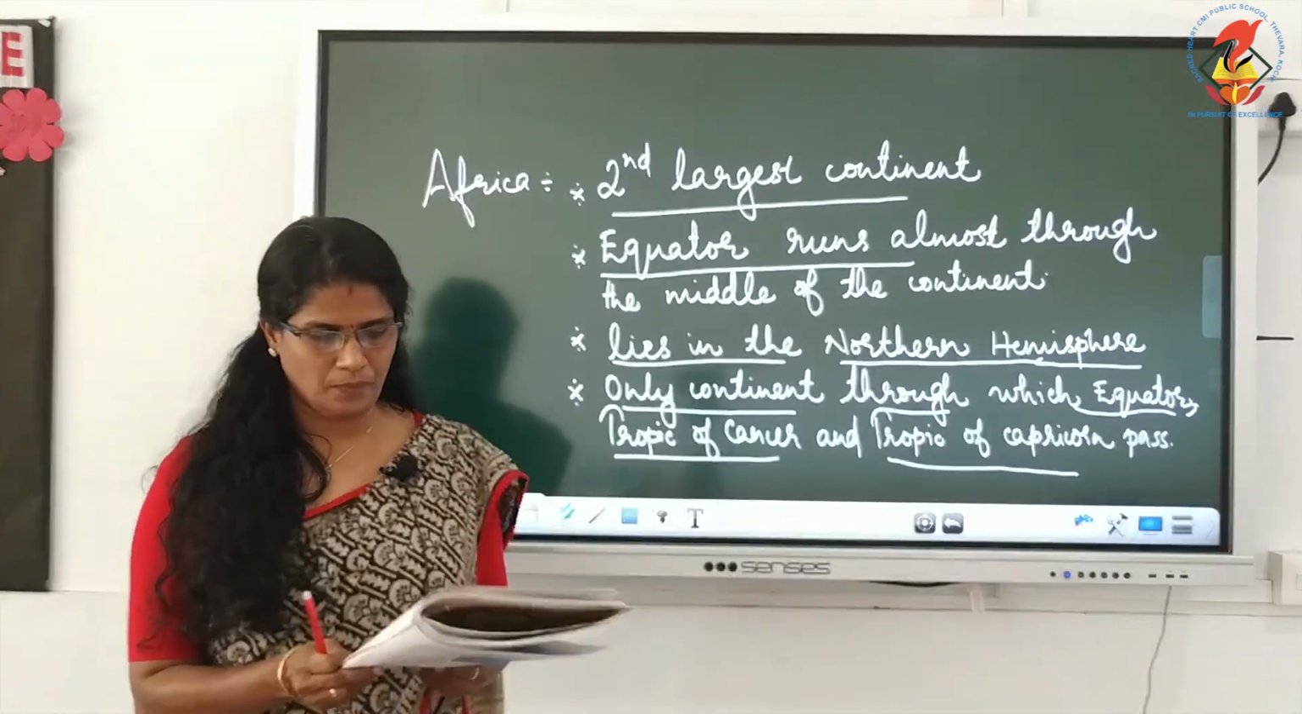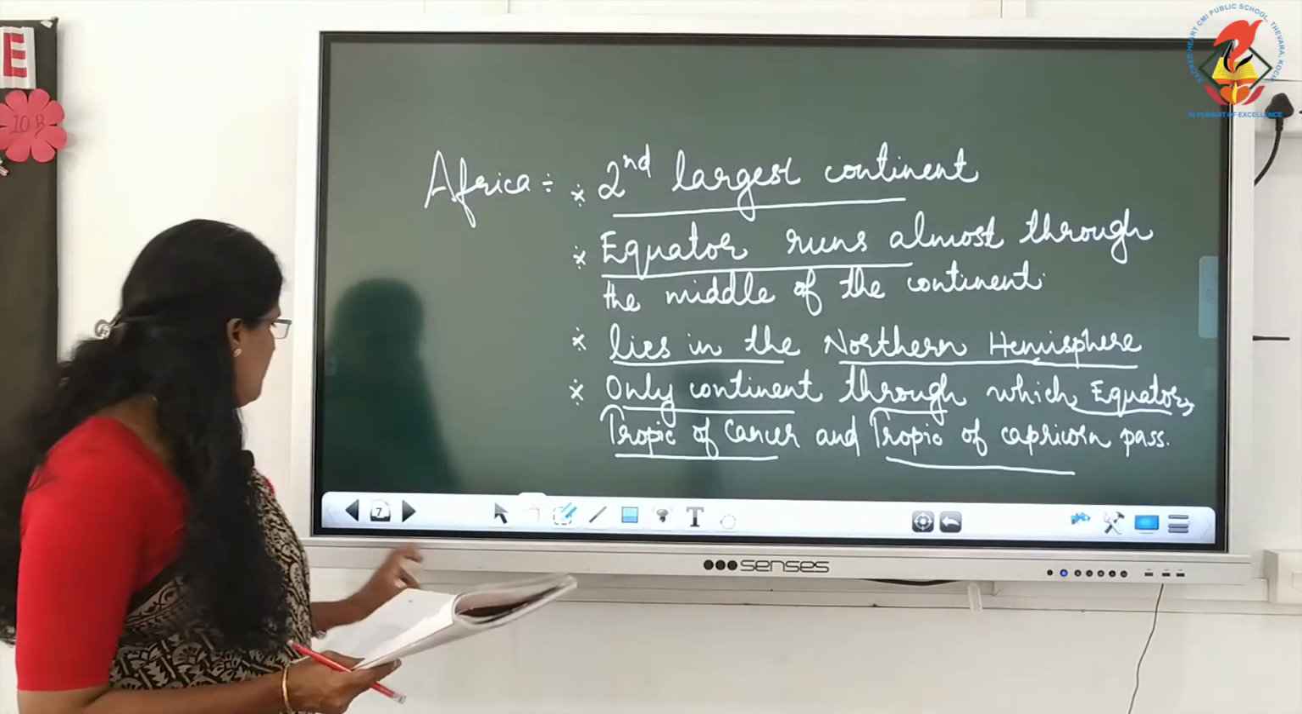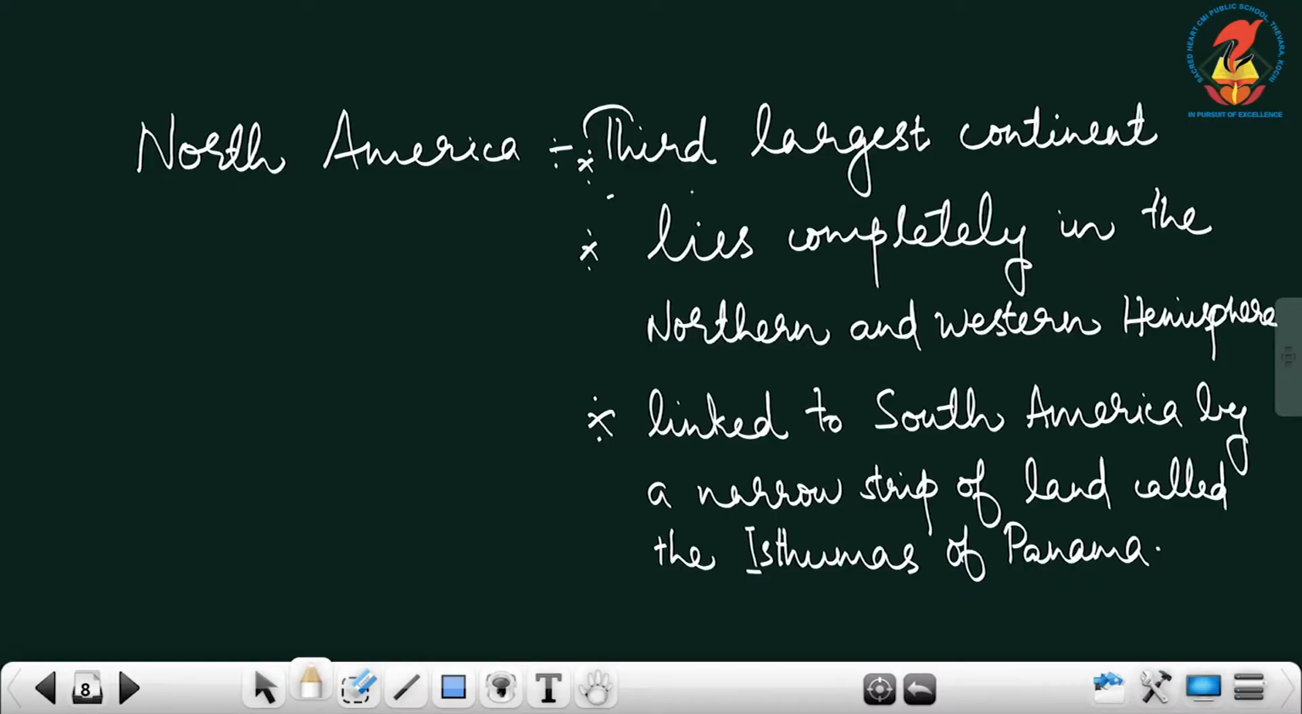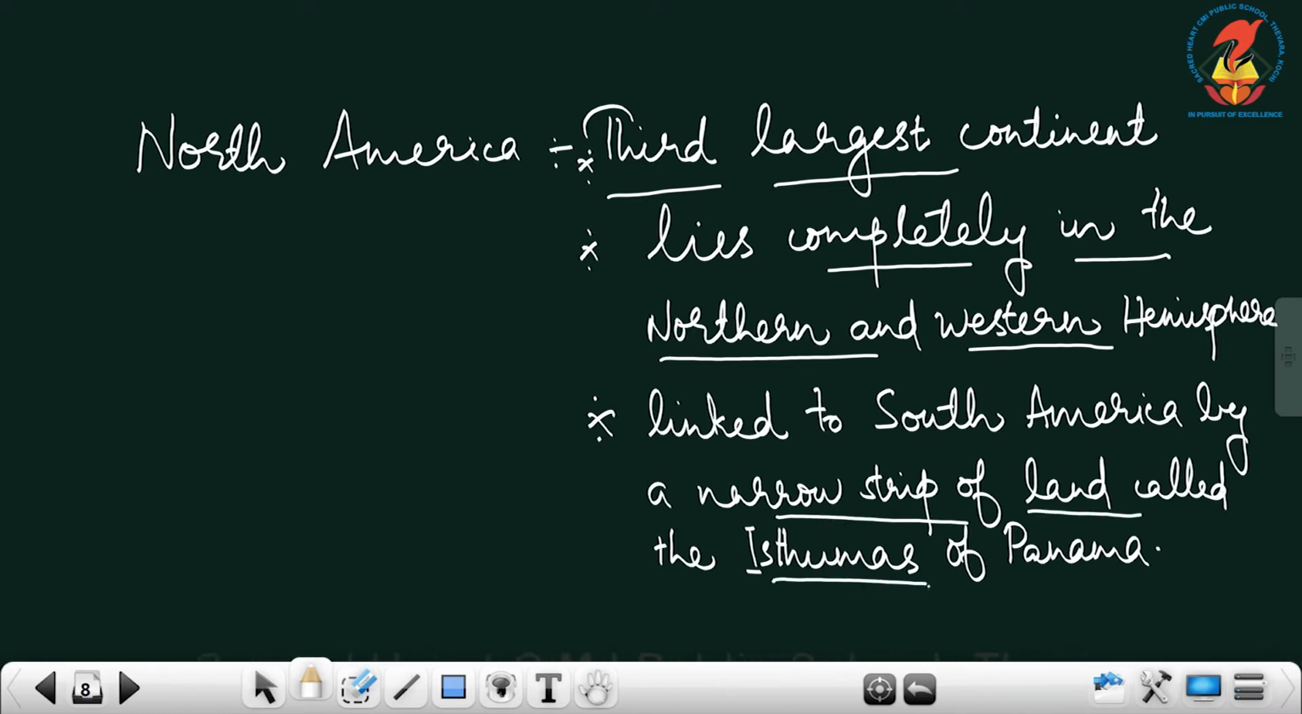Underline all the points. Next one is North America. North America is the third largest continent. It lies completely in the northern and western hemisphere. It is linked to South America by a narrow strip of land called the Isthmus of Panama.